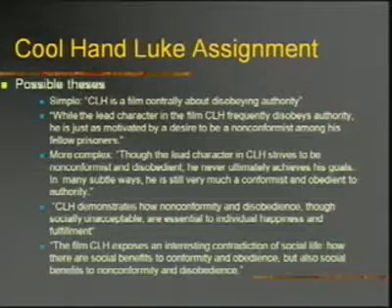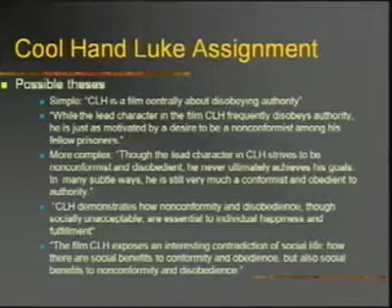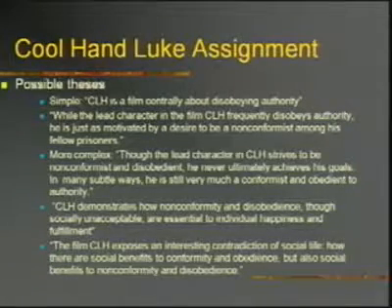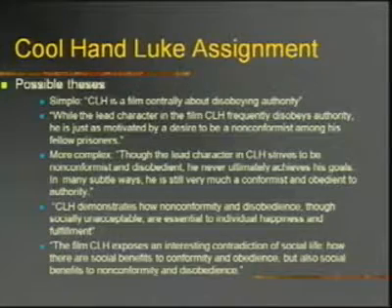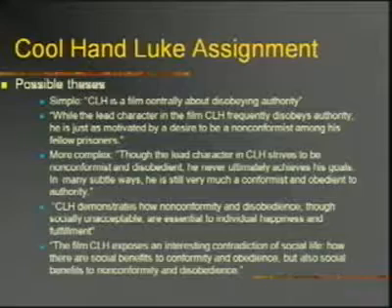Or you could do something maybe more complicated, like: Cool Hand Luke demonstrates how nonconformity and disobedience, though socially unacceptable, are essential to individual happiness and fulfillment. That would be an interesting essay you could write about how Luke requires nonconformity and disobedience in order to be fulfilled as a person.